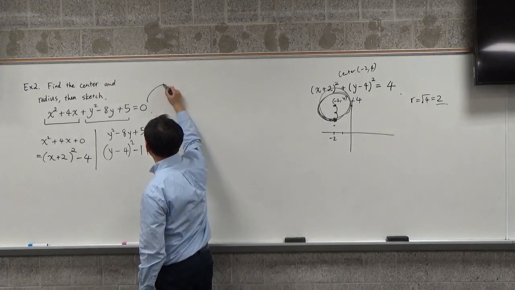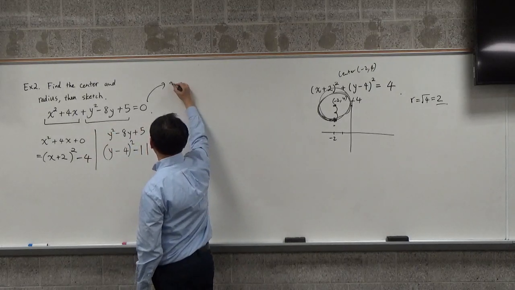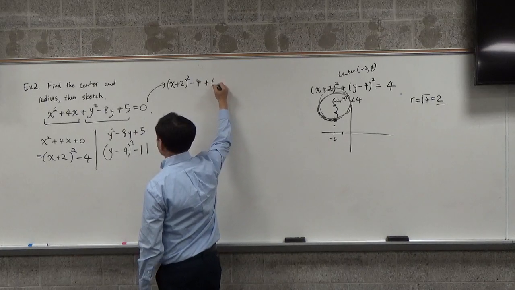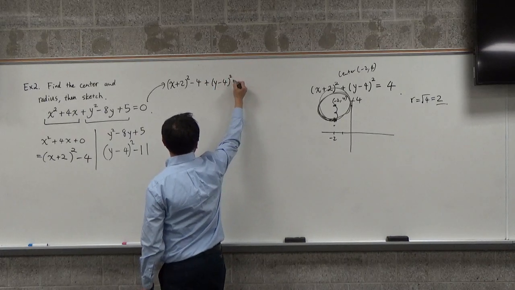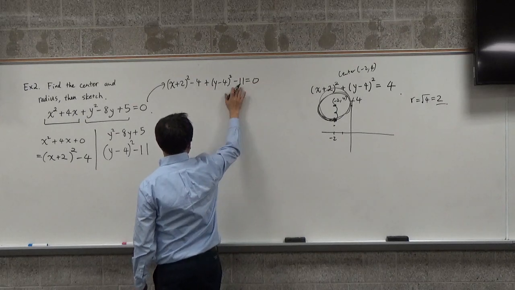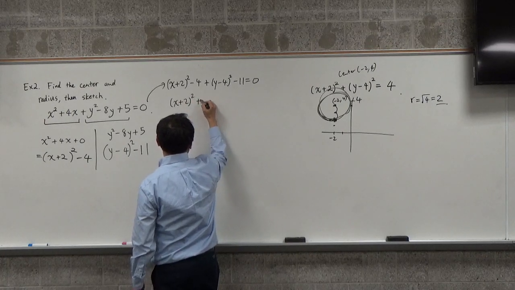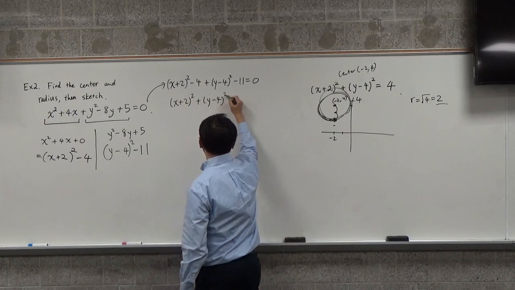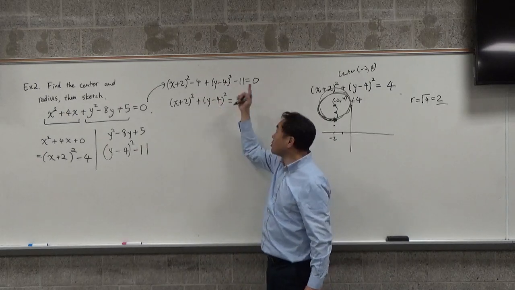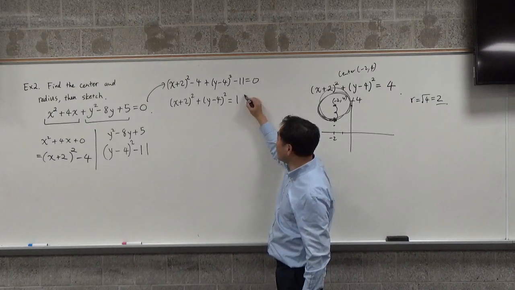Now if we replace this by this and this by this, we have the following equation. We have x plus 2 squared minus 4 plus y minus 4 squared minus 11 equals 0. And moving these numbers to the other side gives you x plus 2 squared plus y minus 4 squared. Negative 4 becomes plus 4, negative 11 becomes plus 11, so you have 4 plus 11, which is 15.